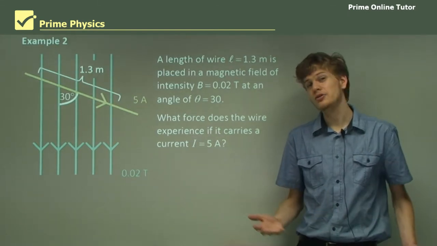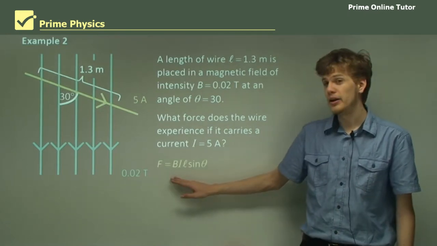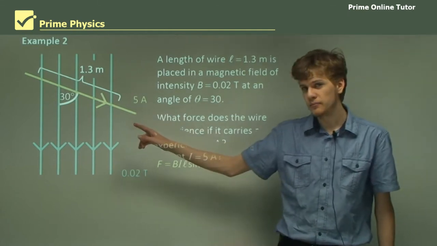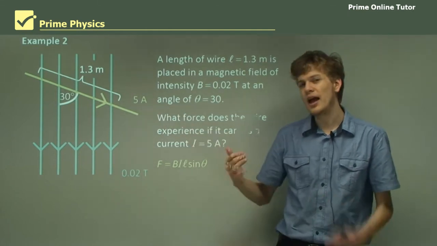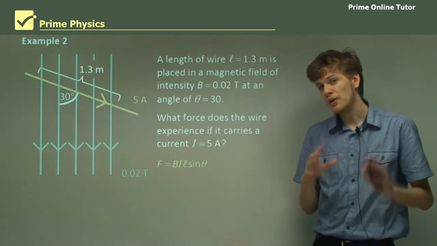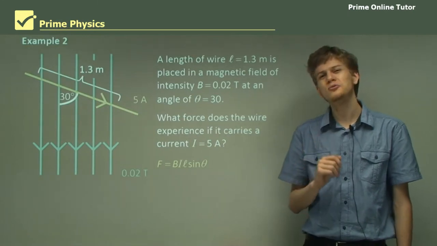All right, well, once again, we can use our formula to figure this out, right? F equals BIL sine theta. In this case, theta will be 30 degrees because the wire makes an angle of 30 degrees with the magnetic field. Now, at first it might not look like 30 degrees, but remember that physical diagrams are not always drawn to scale.